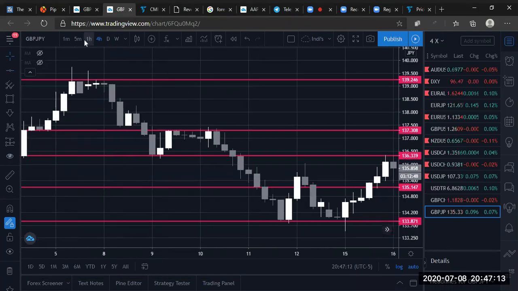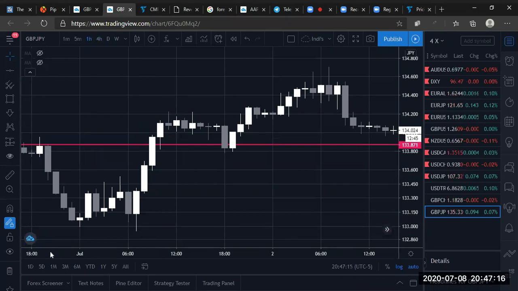We're going to zoom. I'm actually going to go to the 1 hour for this to show some nice patterns.